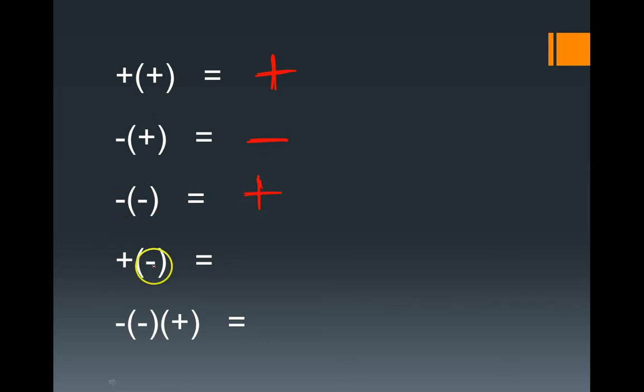How about a positive times a negative? We have 1 negative sign. That's an odd number, so the answer is negative. How about a negative times a negative? We have 2 negative signs, so that means my answer is positive. Just another way of thinking about it there. You can use that as a reference if you need to.